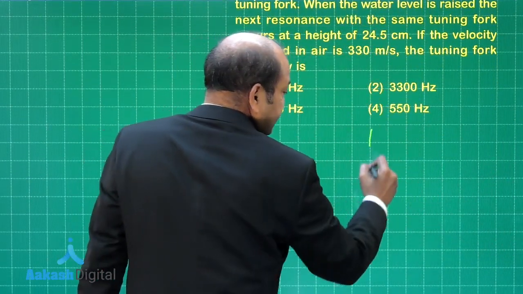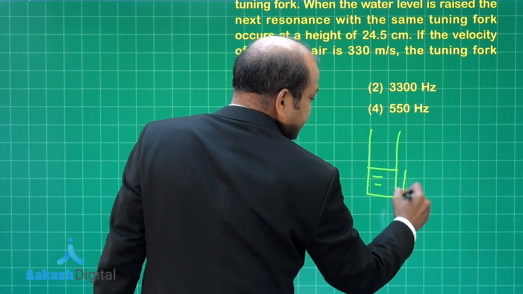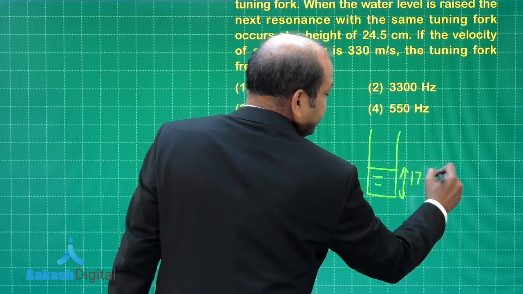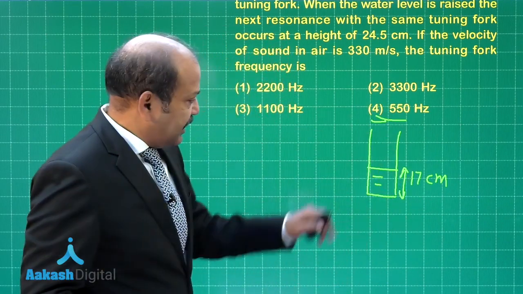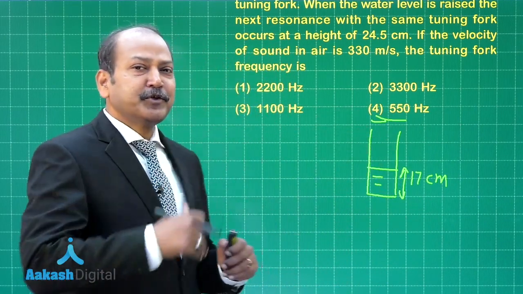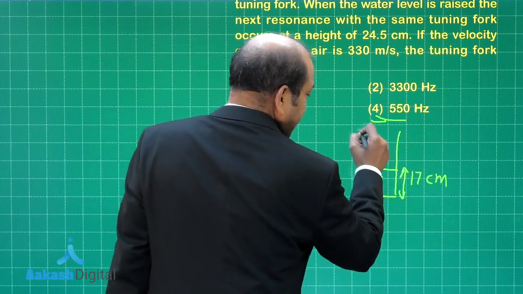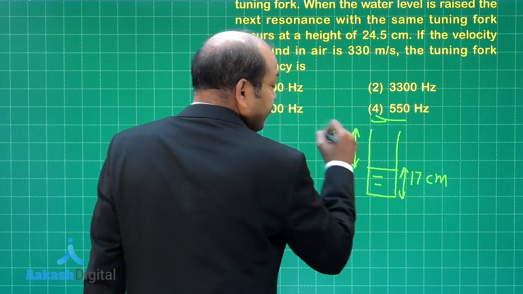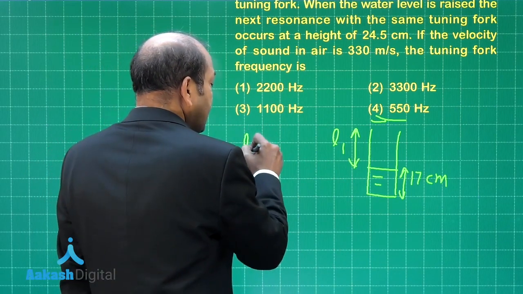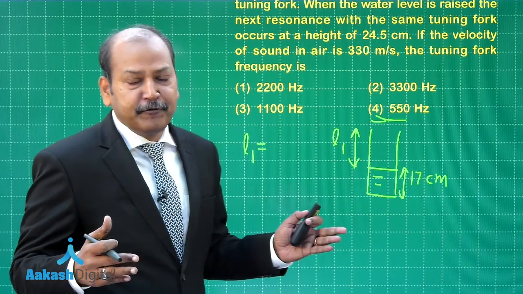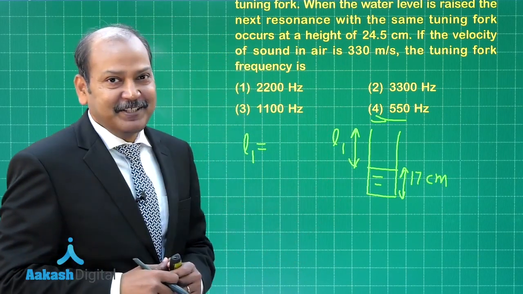Say we have something like this, this is the tube and this is the level of water. This is given as 17 centimeter, right? And we have a tuning fork, vibrating. The column of air is in resonance with the tuning fork. Now, in this particular case, if we look at this length L1, we do not know the value of L1, that is not given, but we can write here that L1 must be an odd multiple of lambda by 4, right, where lambda is the wavelength of the sound.